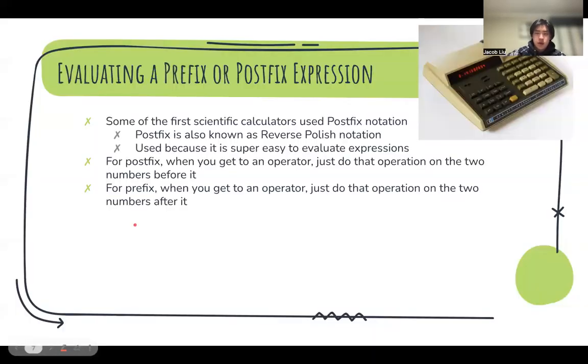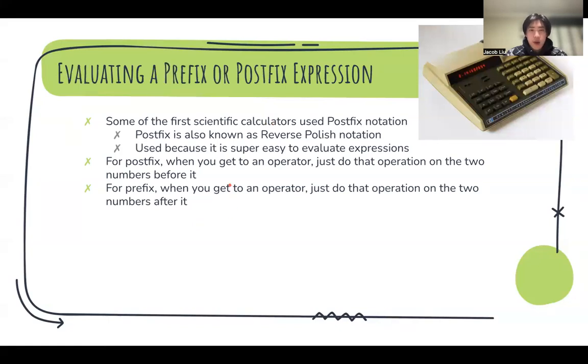Okay. So some more history on prefix and postfix, right? Some of the first scientific calculators, such as these ones, they use postfix notation. And postfix is sometimes known as reverse Polish notation. And as we said before, it's super easy to evaluate expressions because there is no order of operations. There's only one right answer.